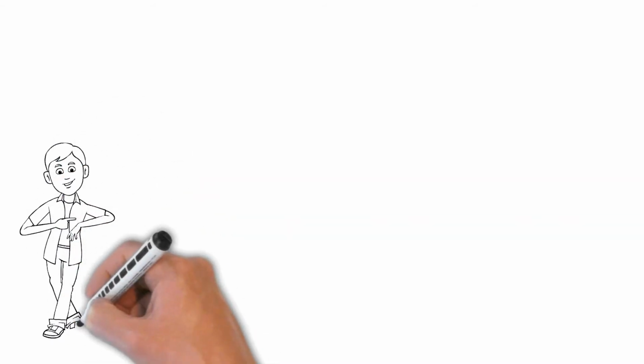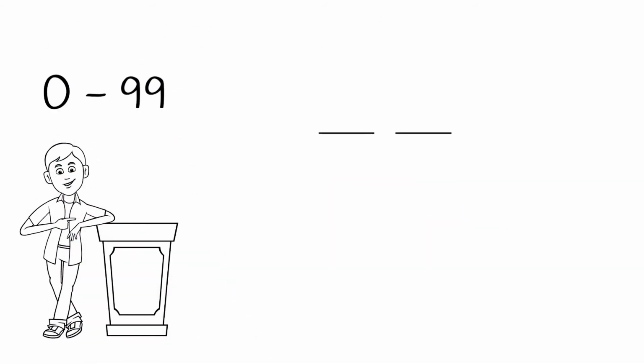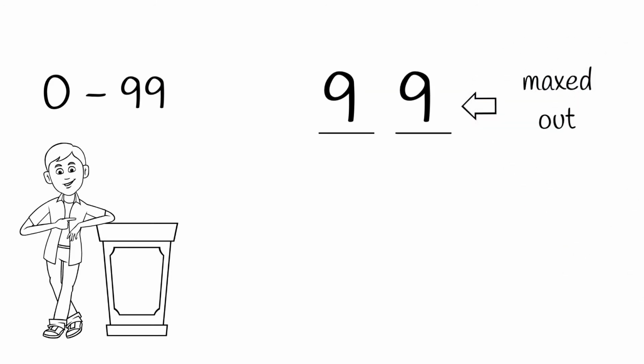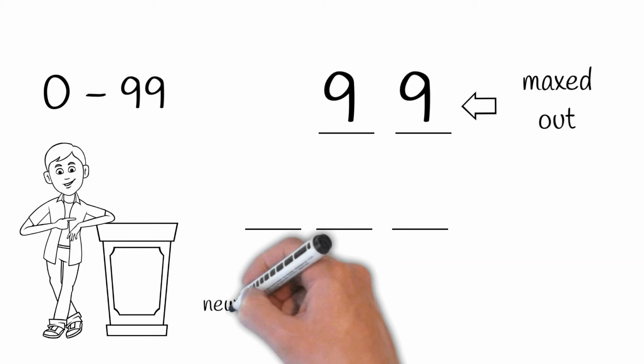In fact, using only 10 digits and these two number places, we can count all the way from 0 up to 99. At 99, both our number places are maxed out with the highest digits and we won't be able to count any higher unless we get another number place.